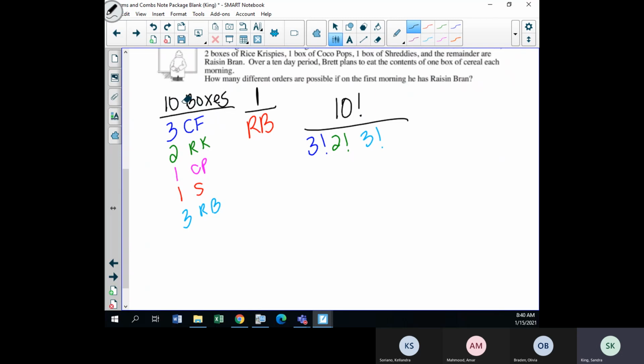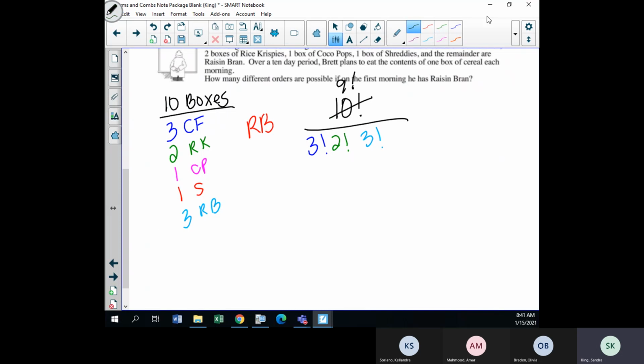So this 10 boxes of cereal, if a Raisin Bran is gone, how many boxes truly are there to arrange? There's 9. Because he's starting with Raisin Bran, right? That would be like starting with the letter N. You just say, okay, you take that out of the pool. 1 Raisin Bran is gone. So this changes to 9 factorial.